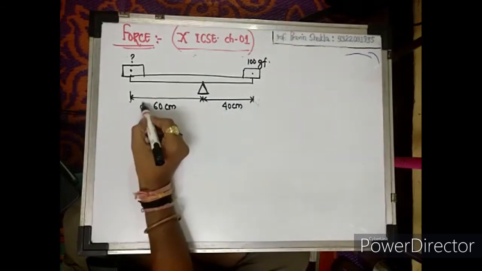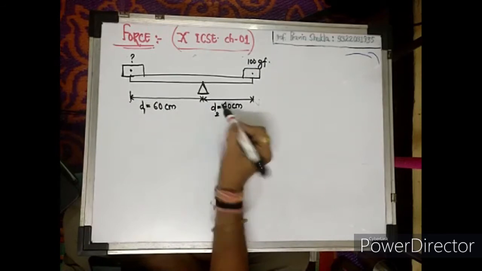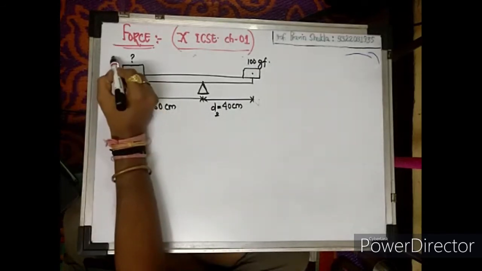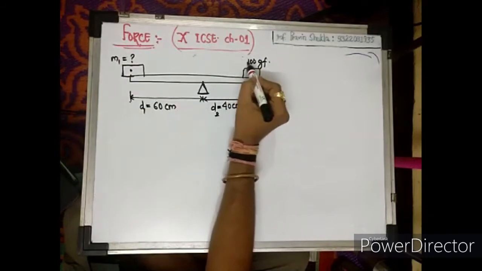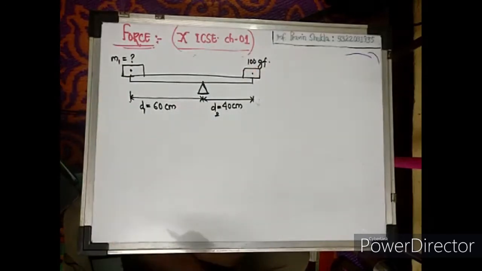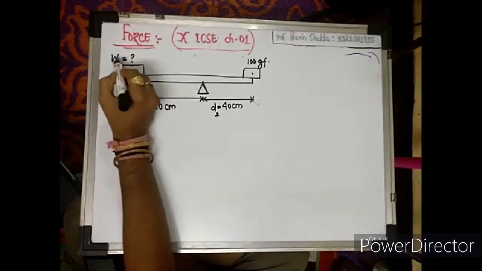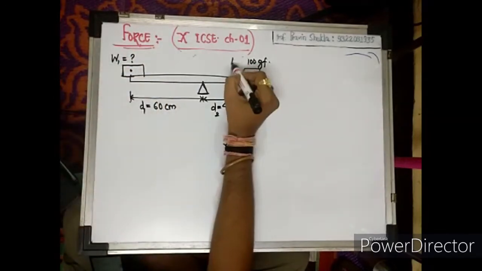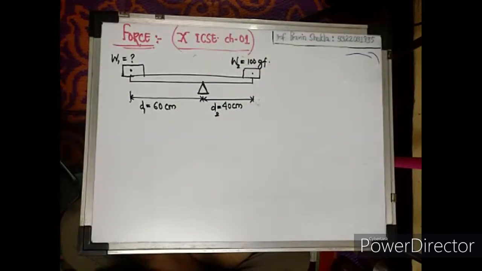So I'm writing here, say, D1. And I'm saying here this is D2. And M1 we don't know. So M1 is equal to question mark. And I will say here mass is what, weight, sorry, W1. W1 is equal to question mark. And say W2 is given over here. Can you see this? Yes or no?